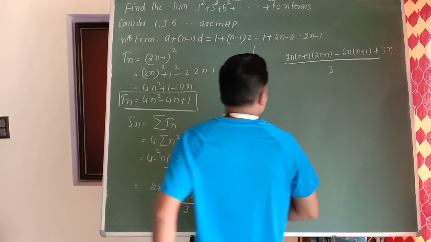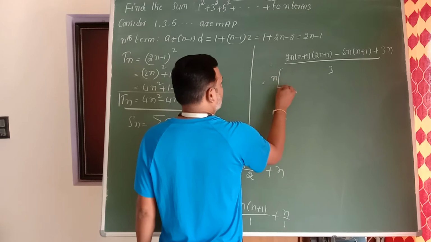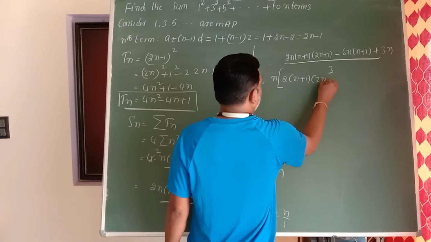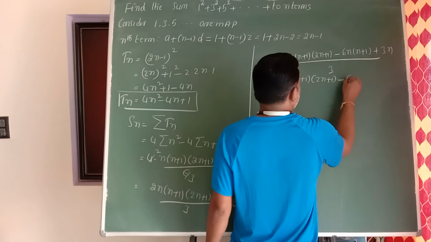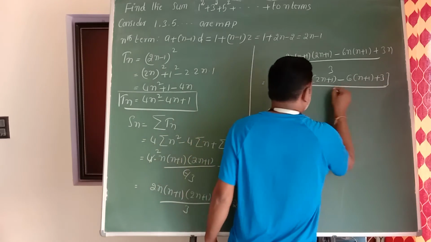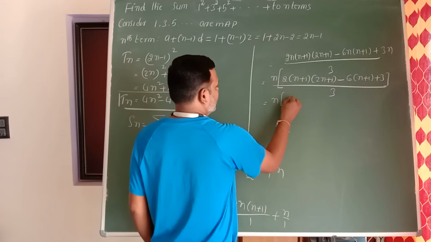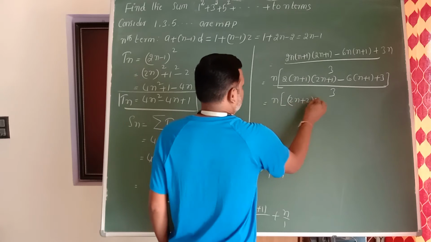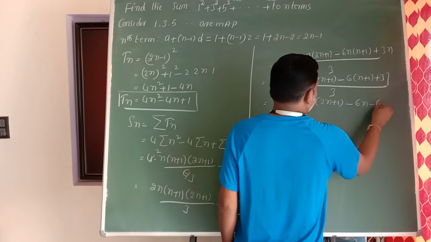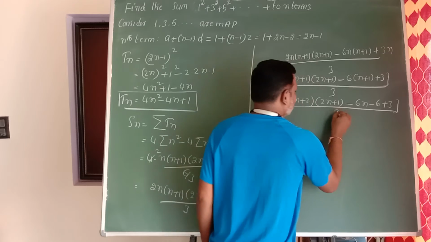Now we can take n common from all the terms. After taking n common, you will get 2 into n plus 1 into 2n plus 1, minus 6 into n plus 1, plus 3, whole divided by 3. Now simplify: n into 2n plus 2 into 2n plus 1, minus 6n minus 6 plus 3, where I have just multiplied by minus 6, whole divided by 3.